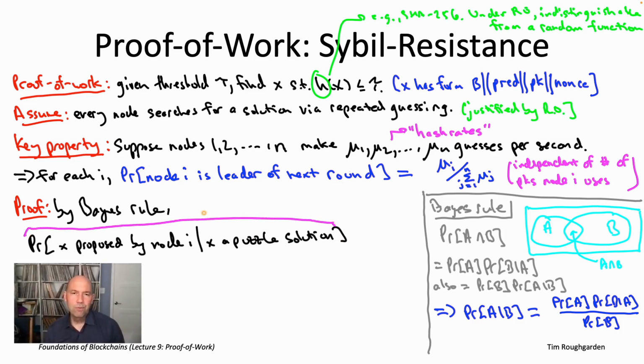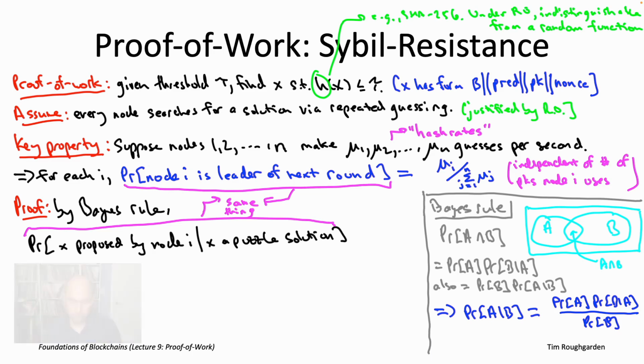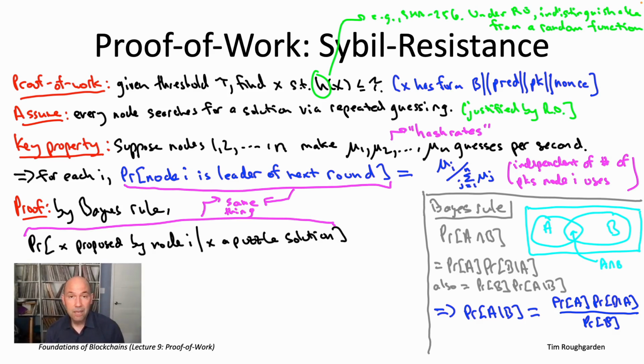So why is this the probability we're focusing on? Well, this is exactly the probability that node I is going to be the leader of any given round. So basically you imagine fast forwarding to the next guess little x that actually happens to be a solution, that actually hashes to something at most tau. So we're conditioning on x being a puzzle solution. And then we want to say, what's the likelihood that it was node number 17 that actually generated that next winning puzzle solution? So now we can just apply Bayes' rule and rewrite this conditional probability into other terms that are easy to analyze.